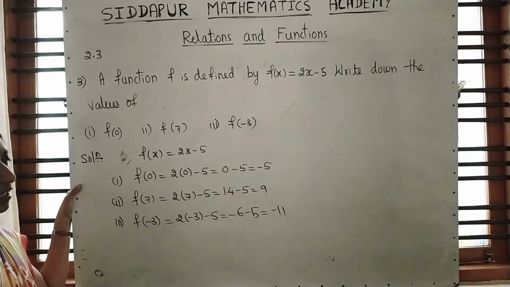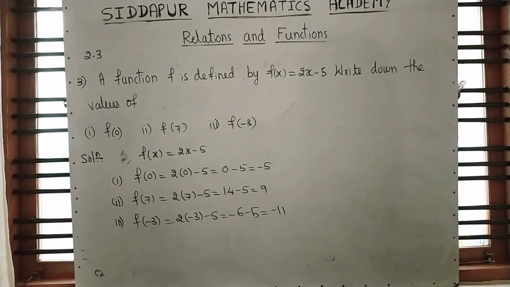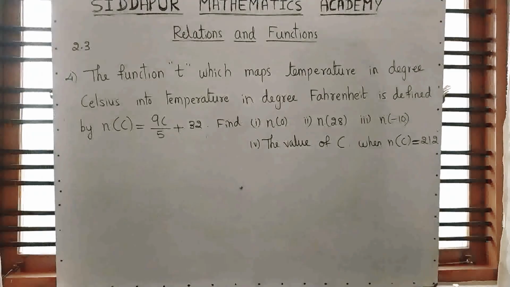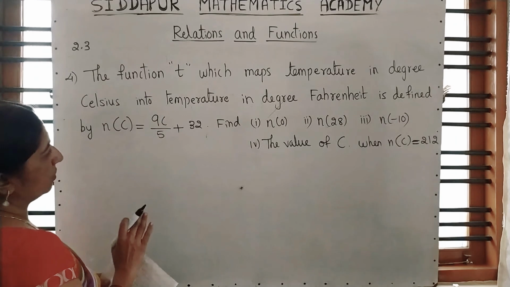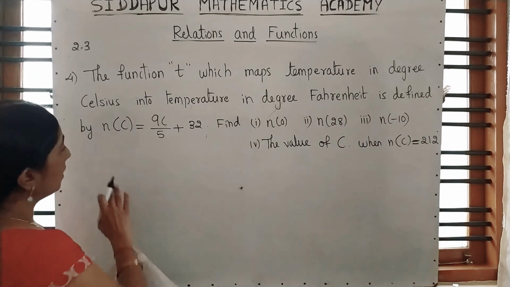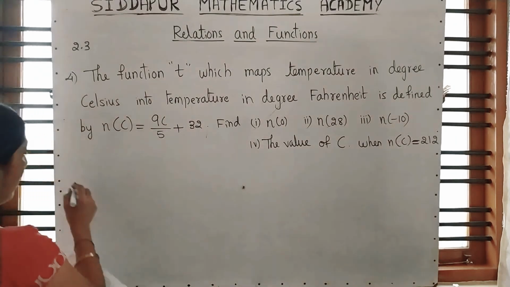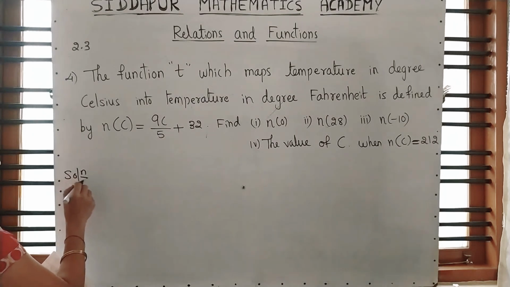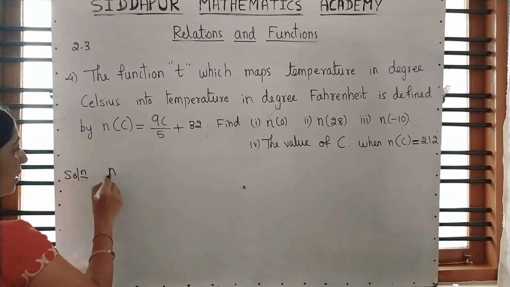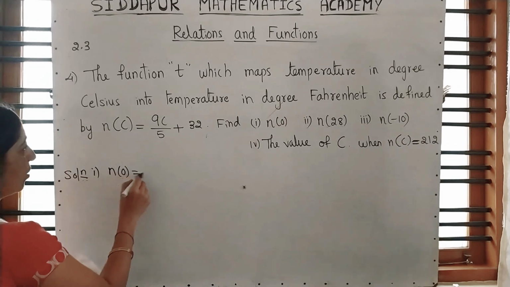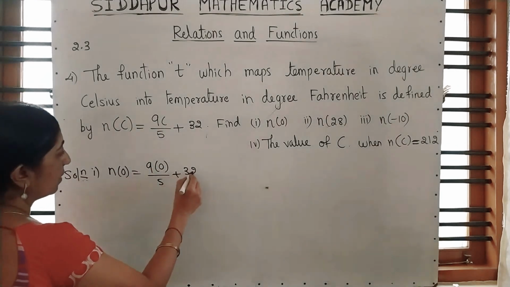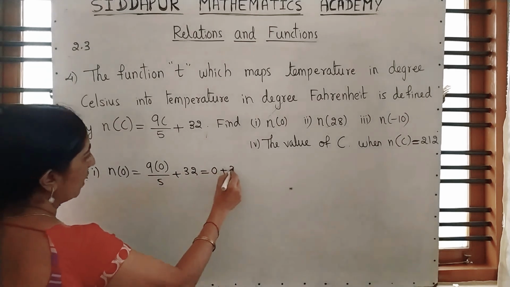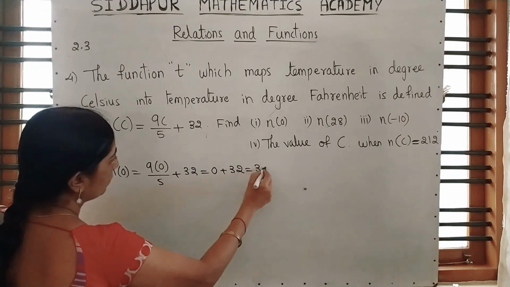Still 2 questions are there. I will complete those 2 questions also. See the next question. The function t which maps temperature in degree Celsius into temperature in degree Fahrenheit is defined like this. They are asking the value. Find the value of first one. See, n of c is given like this. They are asking n of 0. What is n of 0? Wherever c is there, we have to write 0. And 0 upon anything is 0. So your answer will be 32.